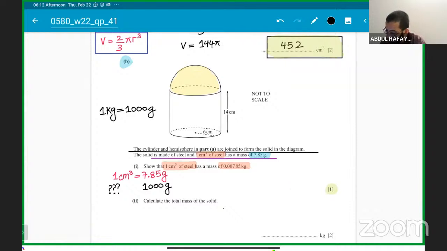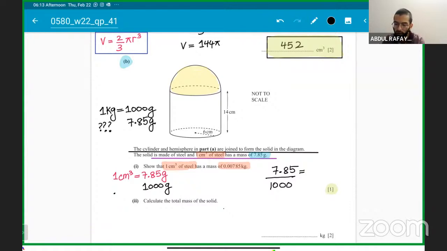Is everyone getting it, guys? Clear? It will be the opposite. Okay, 1 kg is 1,000 grams, so we will write down 7.85 grams here, so we can find out how much it is in kgs. So it will be 7.85 divided by 1,000, because we just have to prove it.